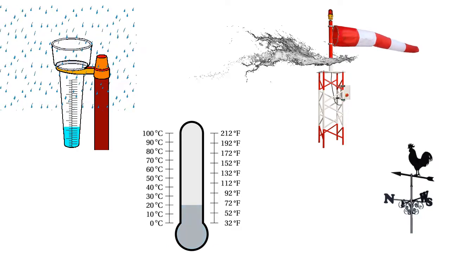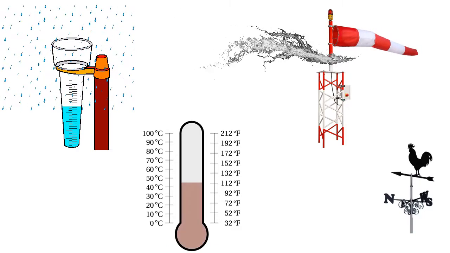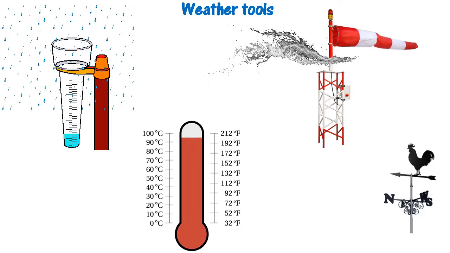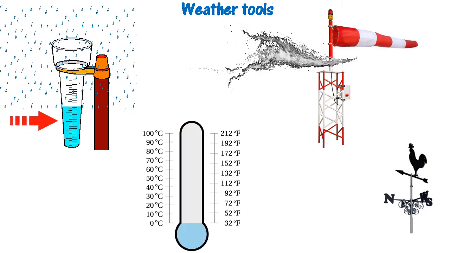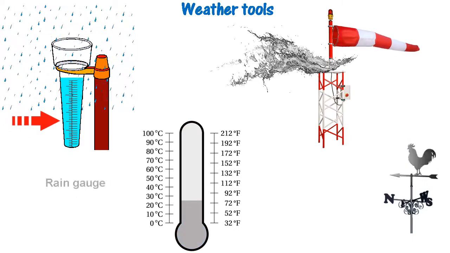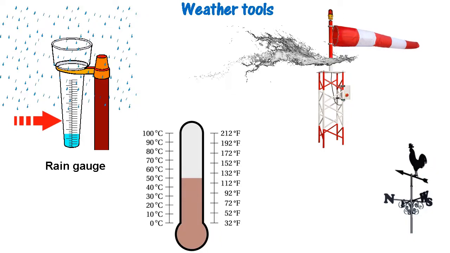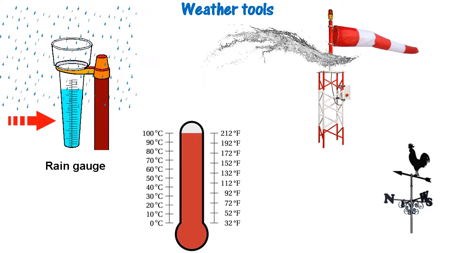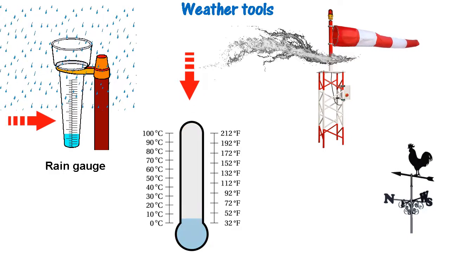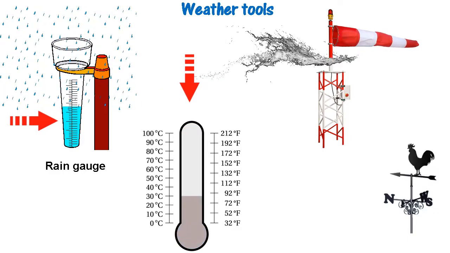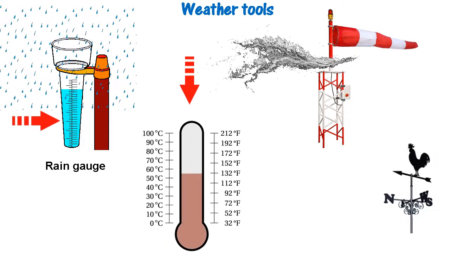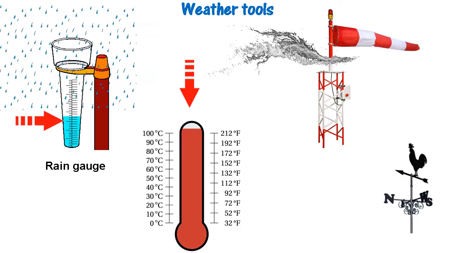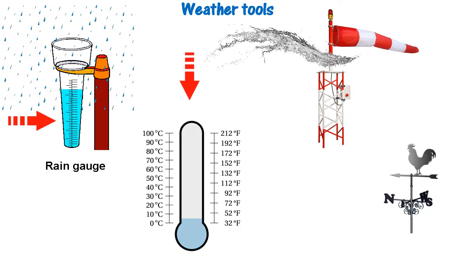Now that we've learned about different kinds of weather, it is time we learn about weather tools. First of all, we have the rain gauge. A rain gauge measures how much rain has fallen. The second tool we have is called a thermometer. A thermometer measures temperature, and the temperature is how hot or cold something is.